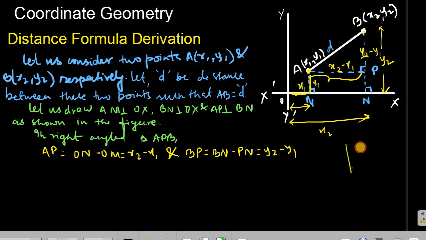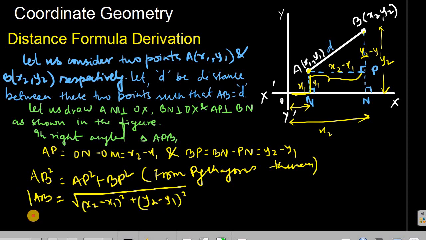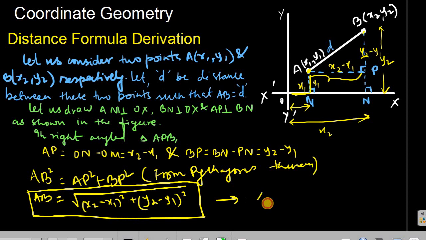But let's also recall the Pythagoras theorem. The longest side squared equals the sum of the squares of the remaining two sides, isn't it? So let's write that. AB square equals AP square plus BP square. This we have written from the Pythagoras theorem. Or AB equals plus or minus the square root. But here we do not give plus or minus because distance is always positive. So simply the square root. Now AP is x2 minus x1, whole square, plus BP is y2 minus y1, whole square, all under the root. So this is our formula, friends. So this formula is derived.